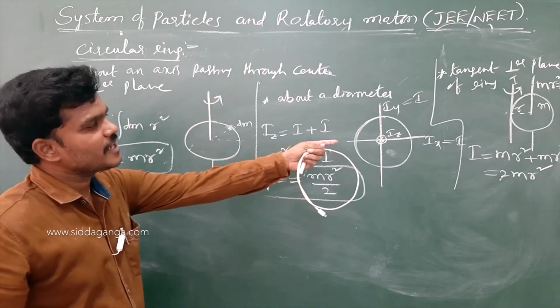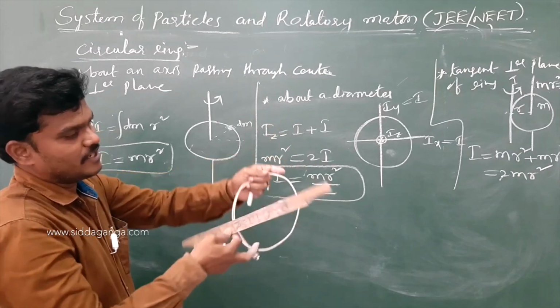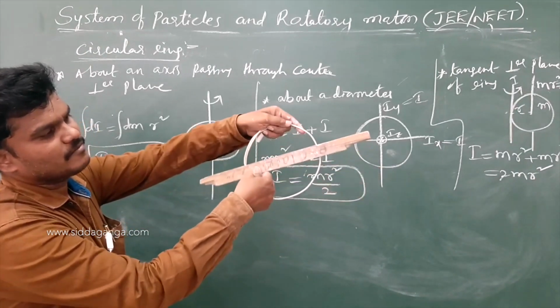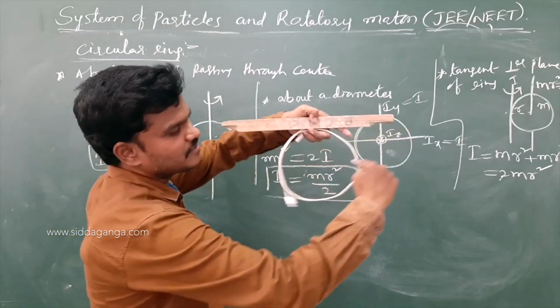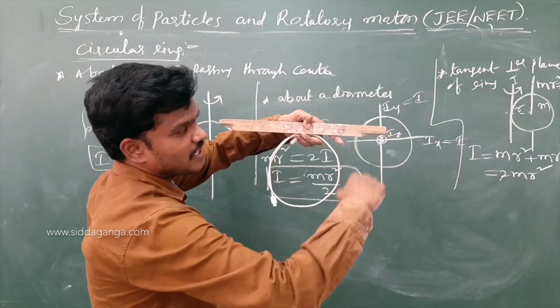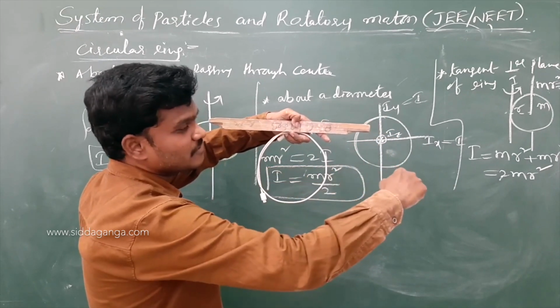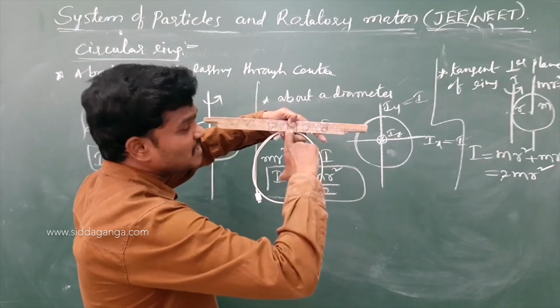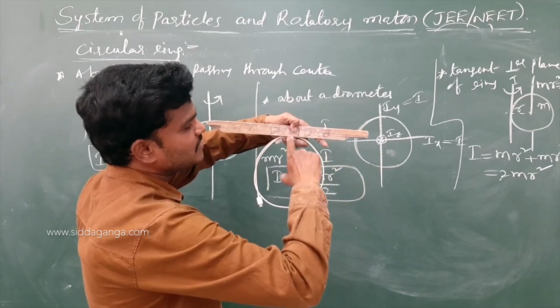Then you draw a tangent for the diametrical line. See, this is the diameter. Okay, any one line. This is the diametrical line. You draw one tangent like this. About this we have a formula MR square by 2. And see, use the parallel axis theorem. These two axes are parallel to each other. About this, MR square by 2 plus MR square.